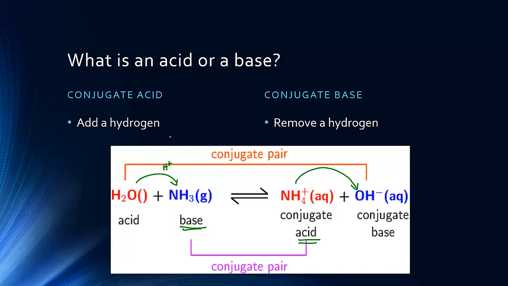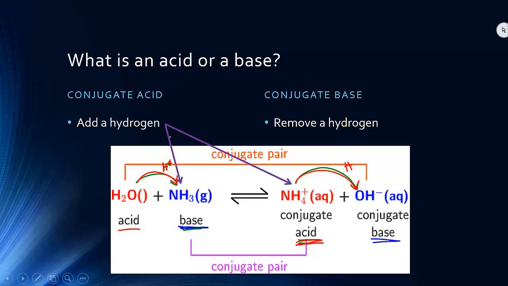So in the forward reaction, water is acting as an acid because it is donating a hydrogen to ammonia, which is acting as a base. In the reverse reaction, ammonium is donating a hydrogen, therefore it is an acid, to hydroxide, which is the conjugate base of water.